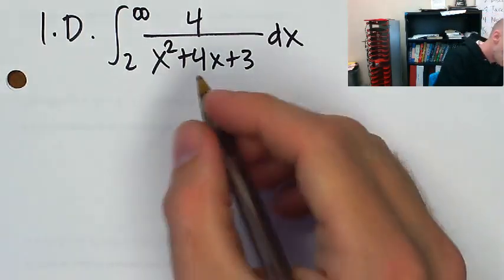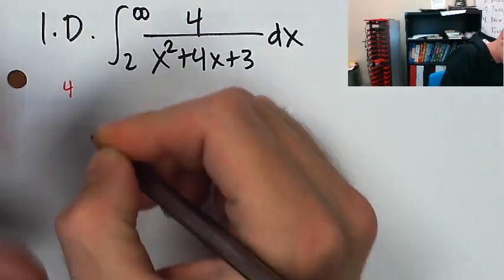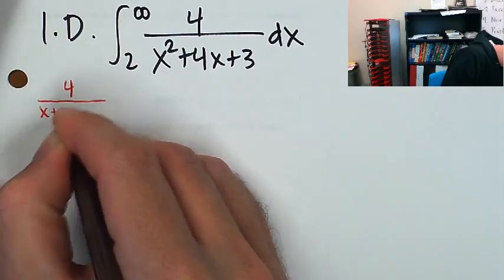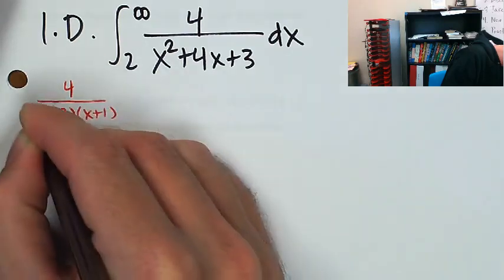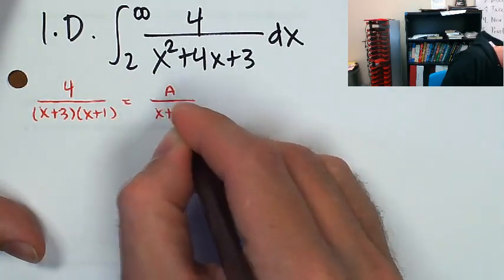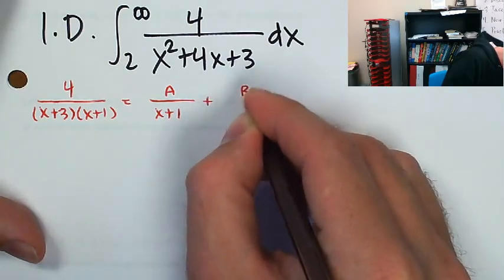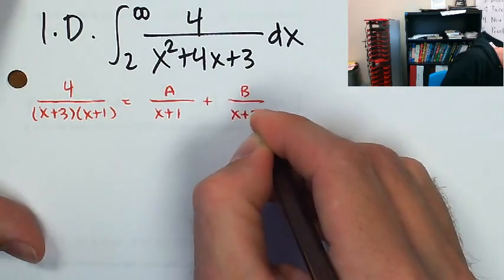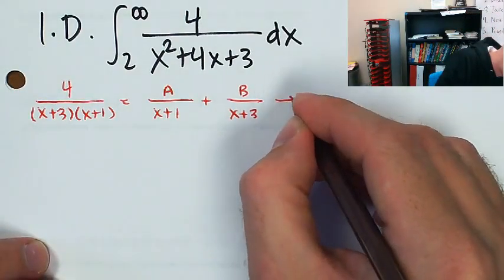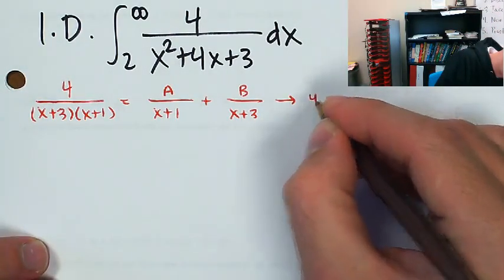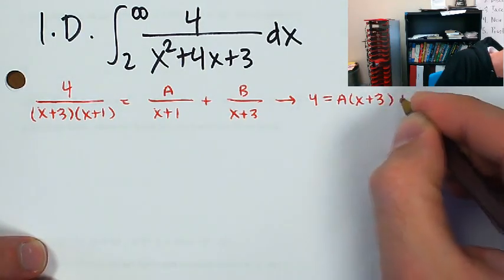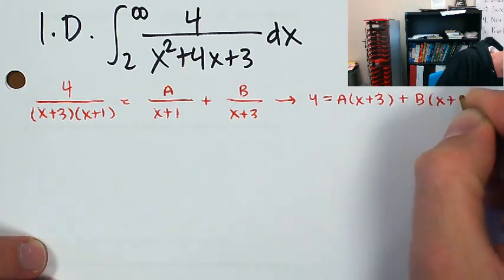So I'm going to go over here. I'm going to say 4 over, how does this factor? X plus 3, x plus 1. That's equal to some number over x plus 1 plus some other number over x plus 3. Okay, I'm going to clear out the denominator. And that's going to tell me that 4 equals a times x plus 3 plus b times x plus 1.